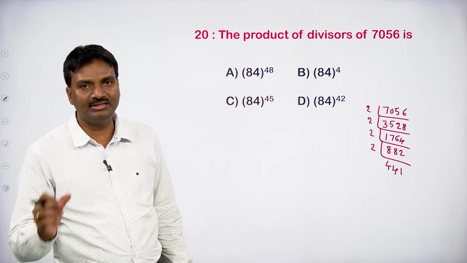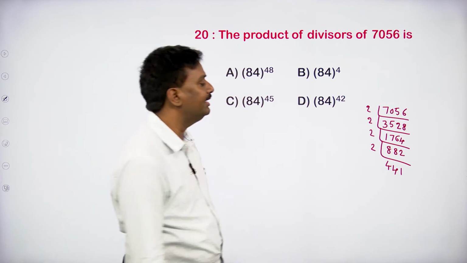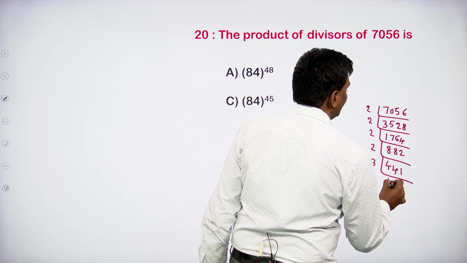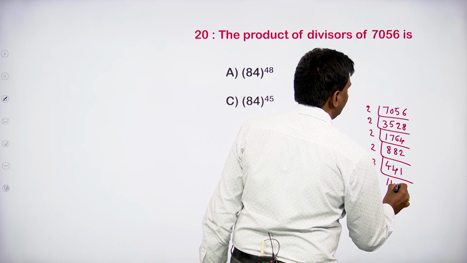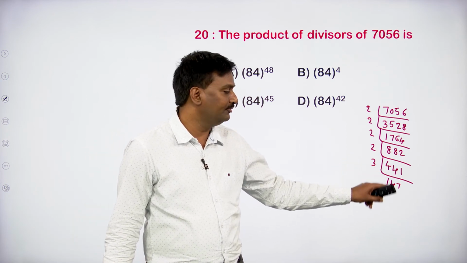Next, let us check whether 3 is a factor or not. 4 plus 4 is 8, 8 plus 4 is 9. 9 is clearly divisible by 3. So we can take 3. 3 1s are 3, 14. So 3 4s are 12, 3 7s are 21. Okay. So 3 1s are 3, 14. 3 4s are 12, 21.